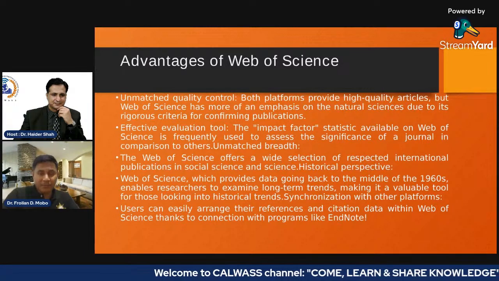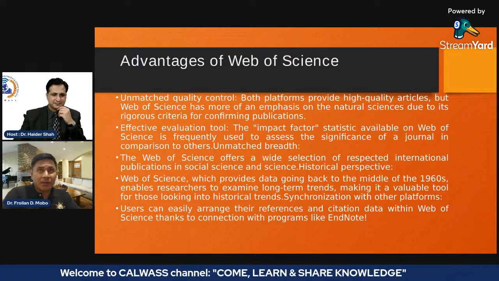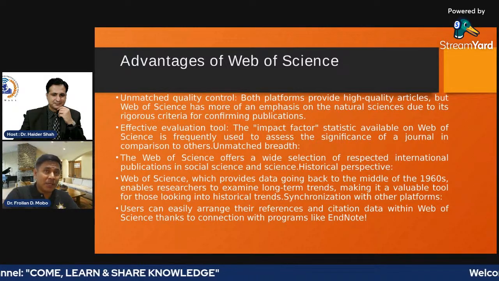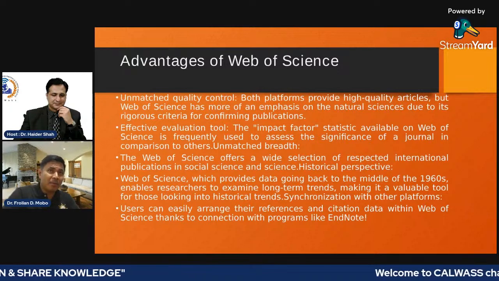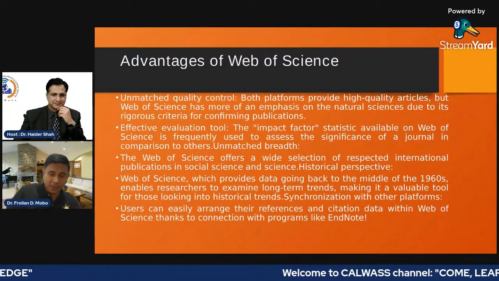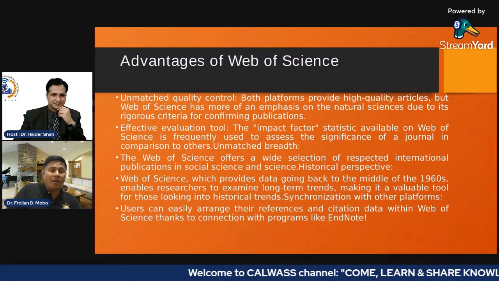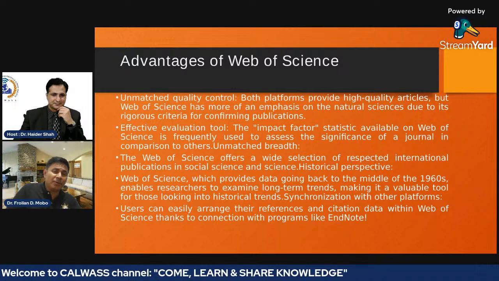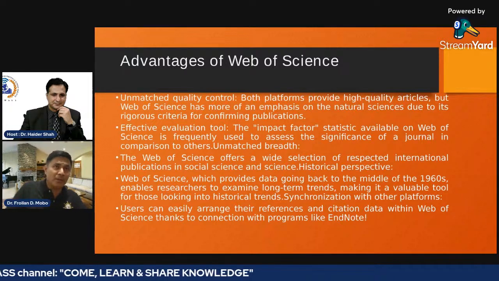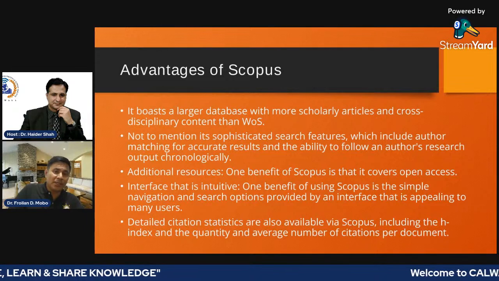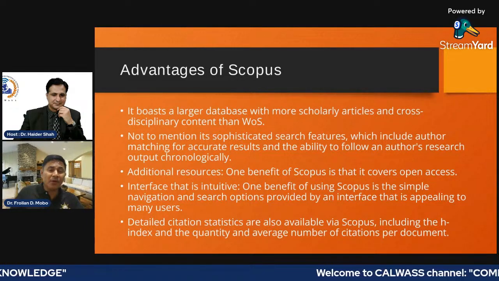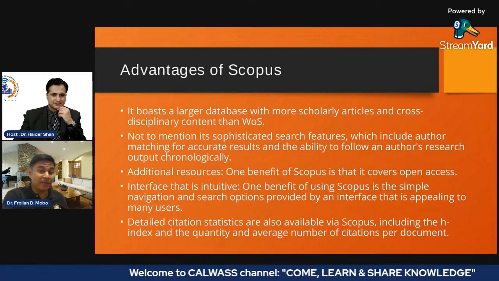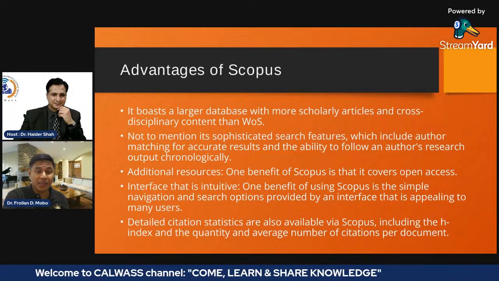That's why a lot of authors sometimes prefer to review articles which are indexed preferably in Web of Science or some others in Scopus. So those are advantages or benefits that we will be able to gain when we publish or write papers which can be published in the Web of Science and Scopus indexing. Of course, another advantage is the Scopus. It boasts a larger database with more scholarly articles and cross-disciplinary content than the Web of Science.